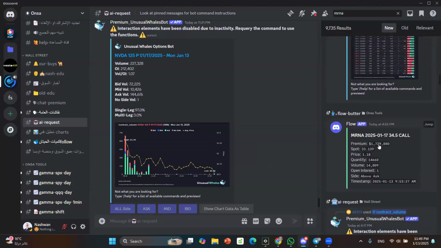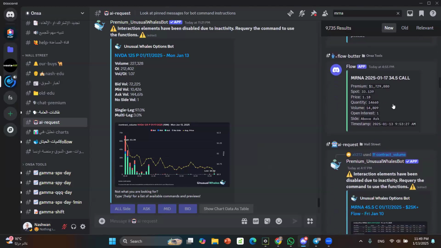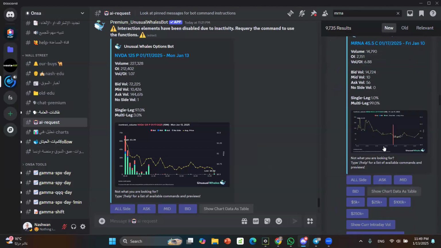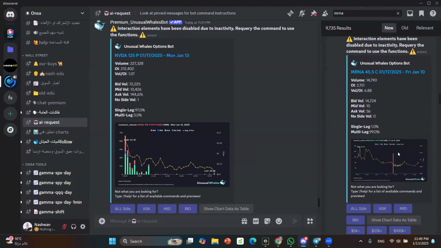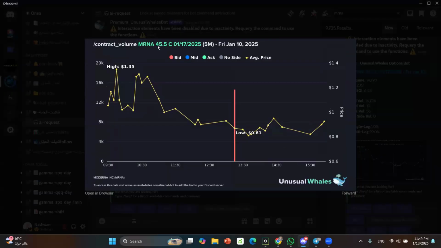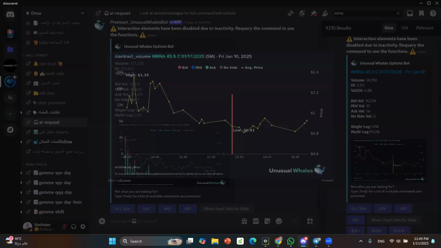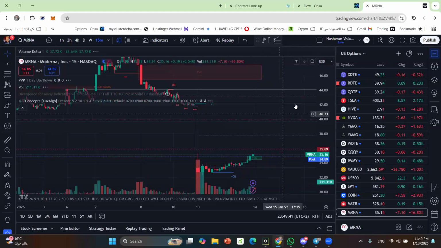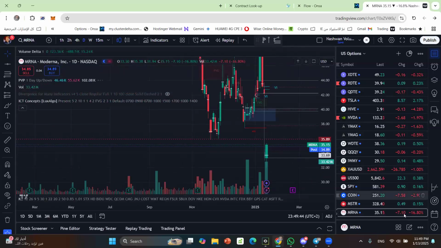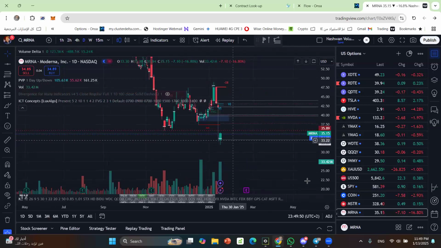This is the flow that we've seen. No, this is for today. Today he's buying. But this is for yesterday, before the market open. You can see here the contract, the 45 of January. He's selling the call, same thing. And what happened today? It went down. The stock dropped 20%.